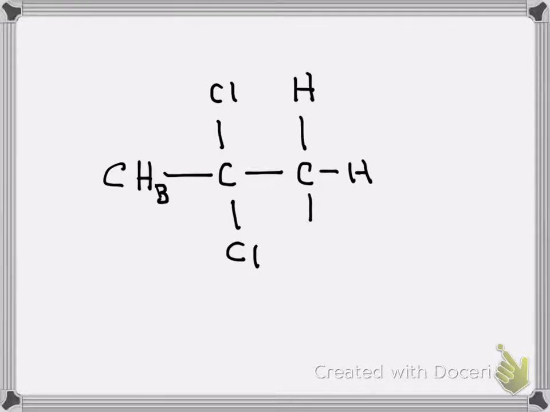You know, all the rules of anti-periplanar and all that kind of stuff still apply. Okay? But a base will come in, grab this off. This bond breaks. This bond goes to the chlorine. The first step in the formation of an alkyne is actually an alkene.